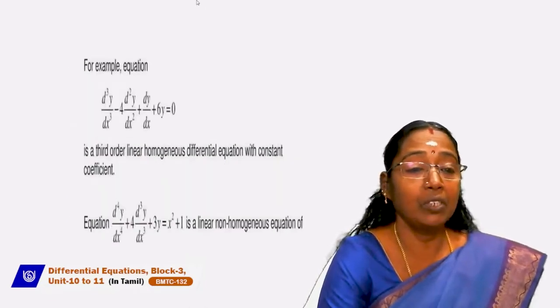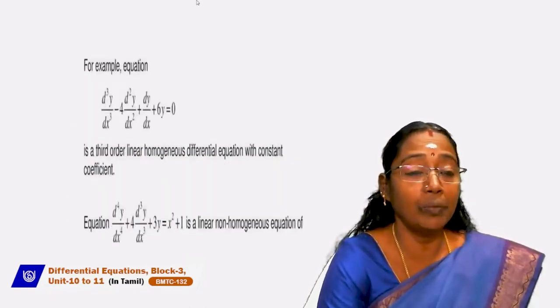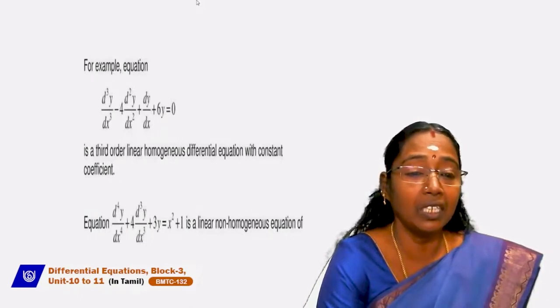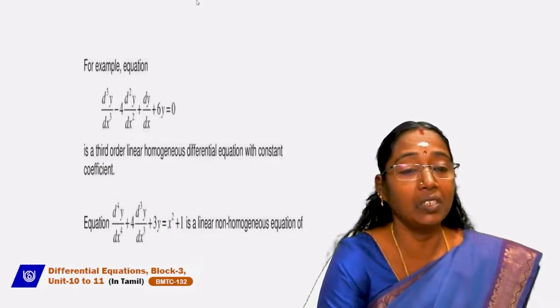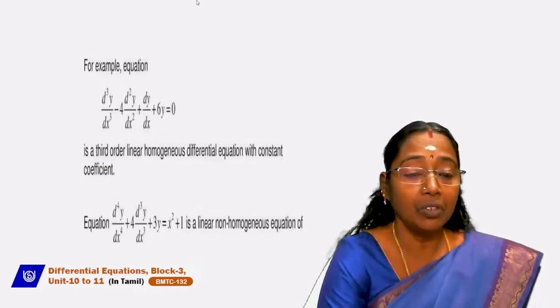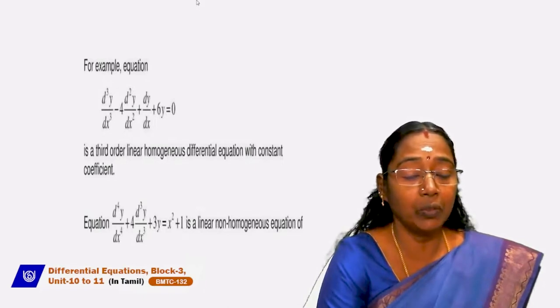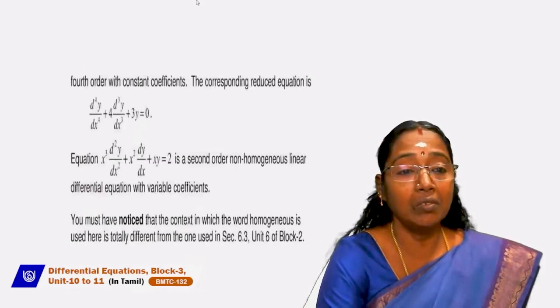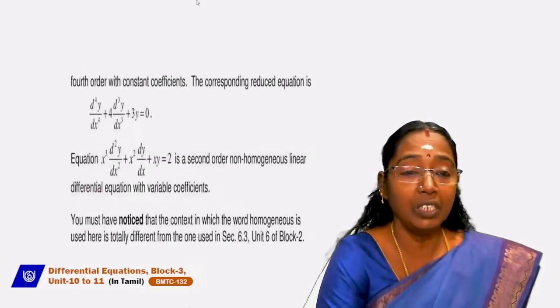Now, for an example, consider the equation d cube y by dx cube minus 4 into d squared y by dx squared plus dy by dx plus 6y equal to 0. This is a third order linear homogeneous differential equation with constant coefficient. Now, you come to the equation d power 4 y by dx power 4 plus 4 into d cube y by dx cube plus 3y equal to x squared plus 1. This is a linear non-homogeneous equation of fourth order with constant coefficient.